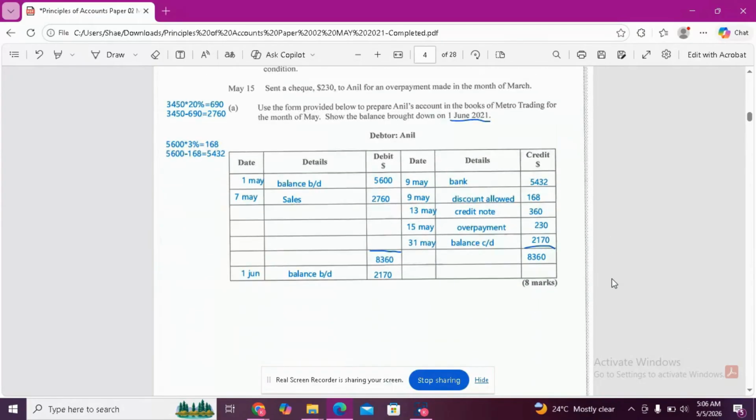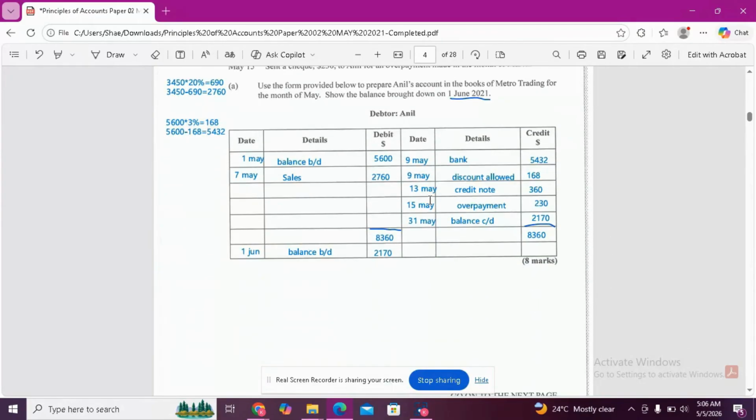Now we need to balance off our account. So for interest of time, I already completed the balancing off. However, I'm going to go through it. The first thing is you're going to total both sides. So 5,600 plus 2,760 is going to give you $8,360.